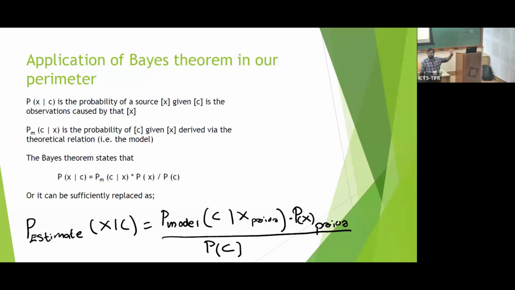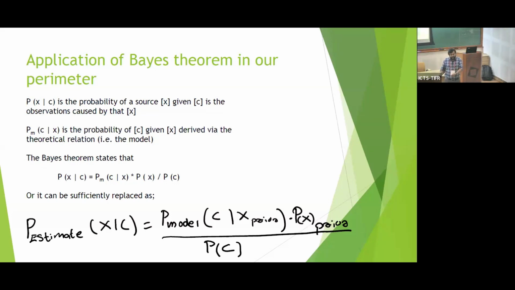You make a measurement of C somewhere, and find out what caused this C, what was its X, and X is the flux which I want to calculate. So that becomes an inverse problem. So P(X given C) is the probability of source X given C, the observation I measured somewhere, caused by the same X. Now P(C given X), let's think the other way around. P(C given X) is the probability of C given X, derived via the theoretical relation. That is what we have.